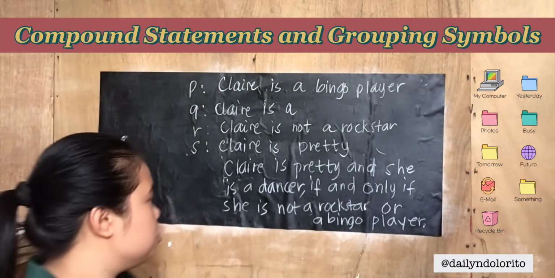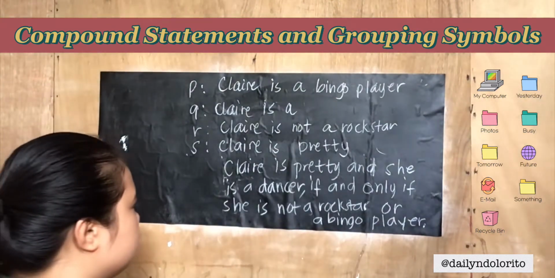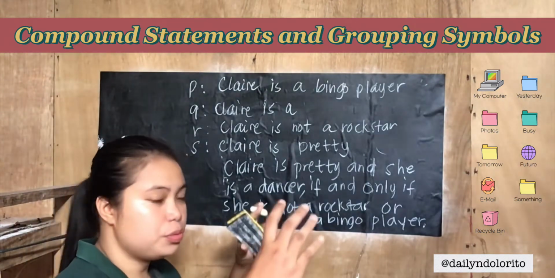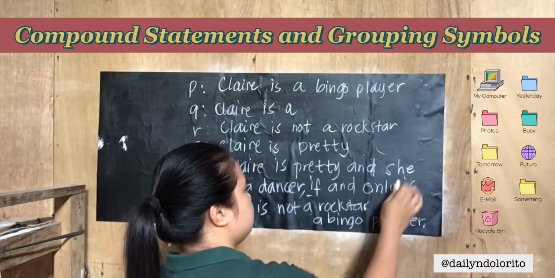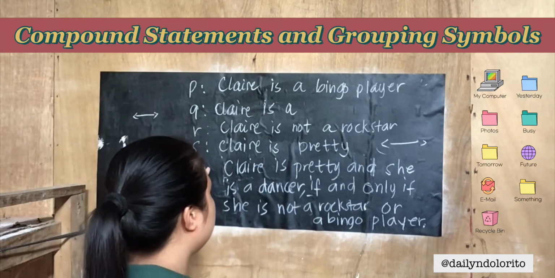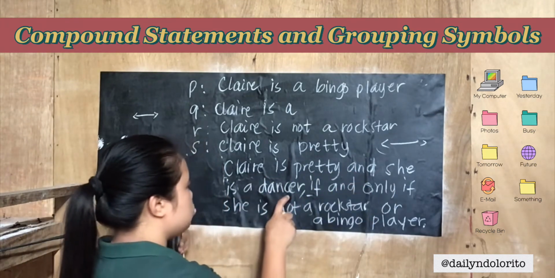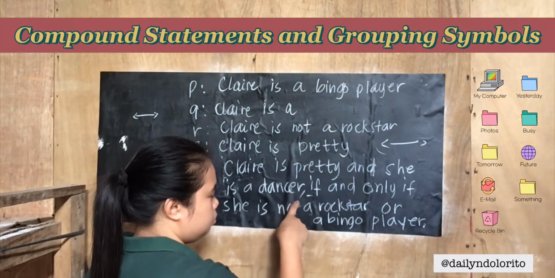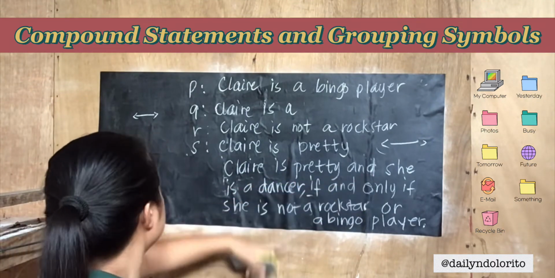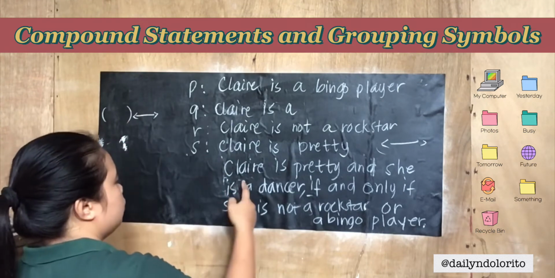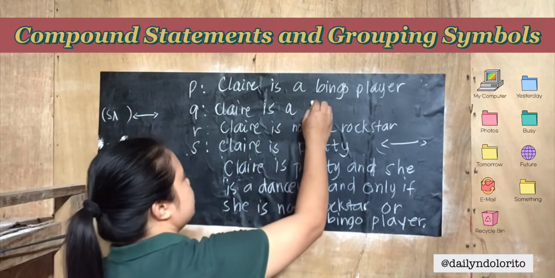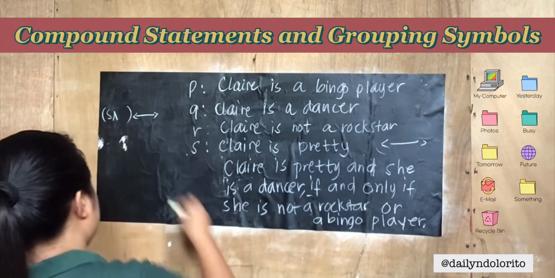Okay, so this is the last example, which is "Claire is pretty and she is a dancer if and only if she is not a rock star or a bingo player." As you have noticed, there are two groups, and it is "if and only if," so we are going to use this arrow right here. Let's first understand this one: "Claire is pretty and she is a dancer." This is grouped together with the comma, so this first sentence is grouped. So "Claire is pretty," S, and she is a dancer, which is Q.